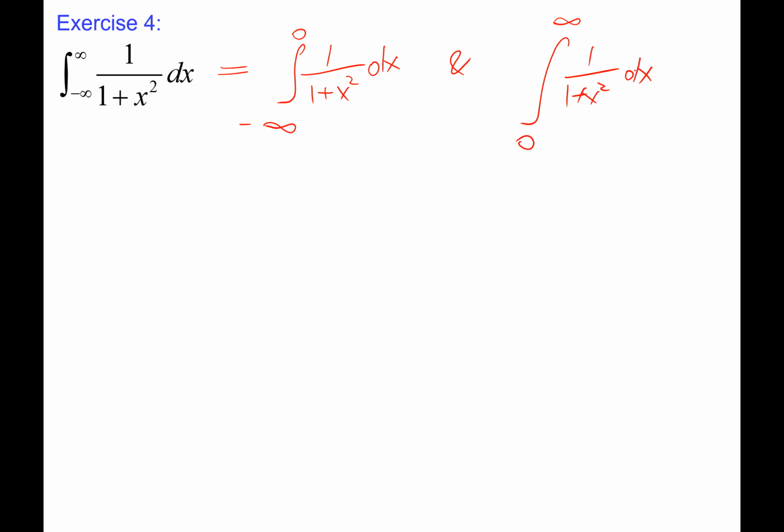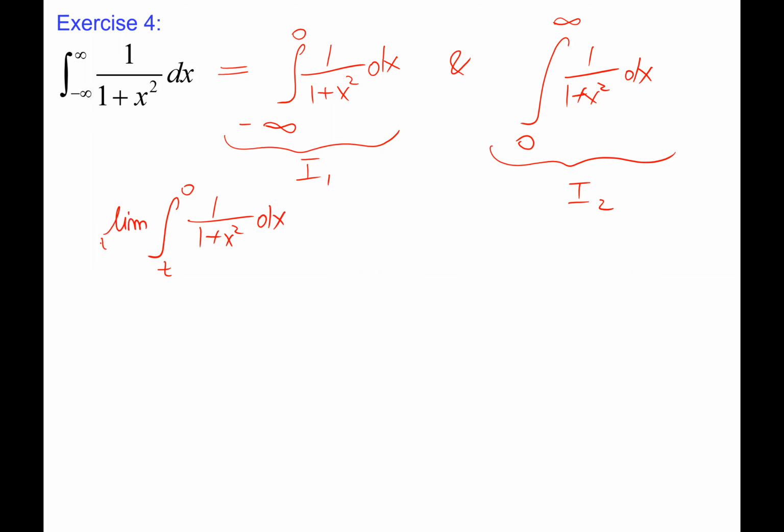Okay, and now we will take care of the first integral. This is integral 1, I1. This is integral 2. If both of them are convergent, then I can add them together. But let's focus on the first one. I will, of course, rewrite this as an integral from t to 0, 1 over 1 plus x squared dx, and limit t goes to negative infinity.